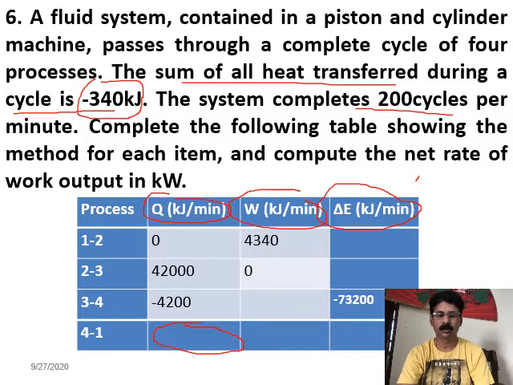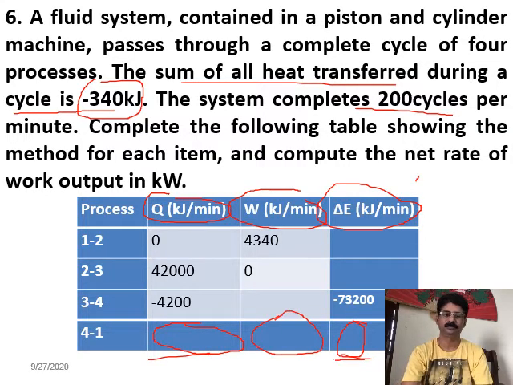For a cycle, the cyclic integral of delta E is 0, because the system is coming back to its initial state, so there is no change in temperature, so there is no change in internal energy. So then you can find out this term also. Once you know this Q and delta E, then easily you can find out this term. We'll solve that now.